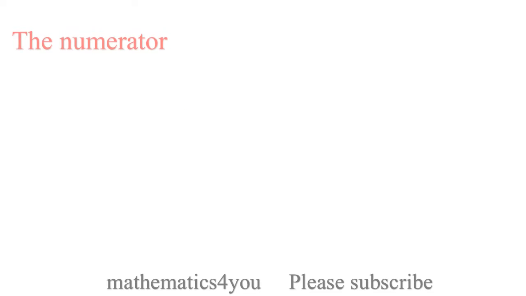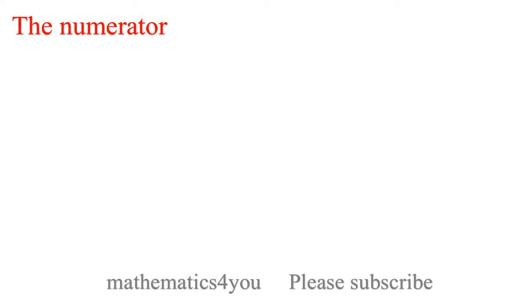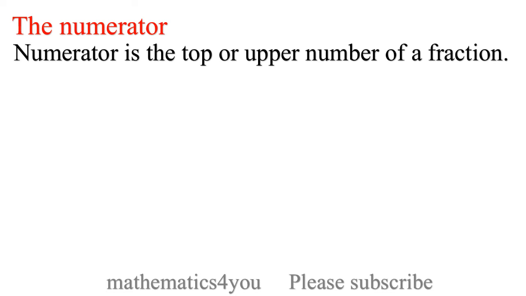We'll take the first one, the numerator. So numerator is the upper number of a fraction. You know what that is, up. You have this fraction 5 over 4. So what is the numerator there? 5. So 5 there is the upper number of this fraction.